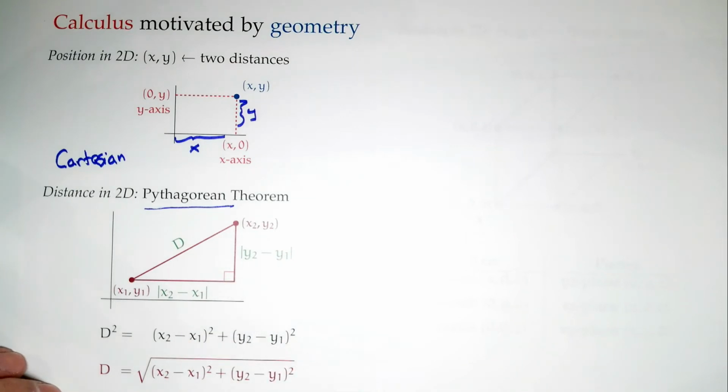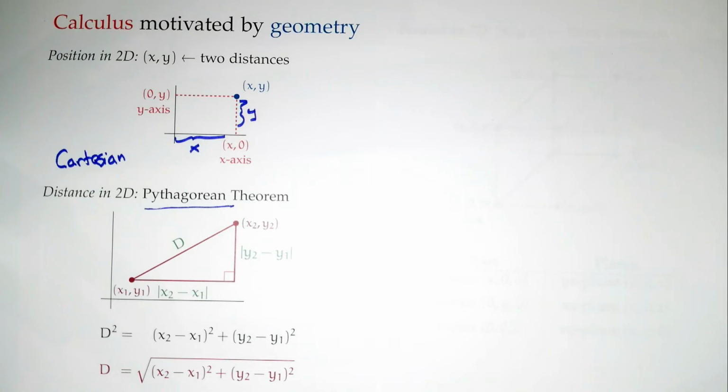So the Pythagorean theorem says if I square this side, x2 minus x1 squared, and I square that side, y2 minus y1 squared, that's the same as squaring that side, d squared. So now take the square root of both sides. You get d equals the square root of x2 minus x1 squared plus y2 minus y1 squared. Two things to note. One thing you might say, hey, you forgot something. I clearly see absolute value signs here that you forgot to carry to the next line.